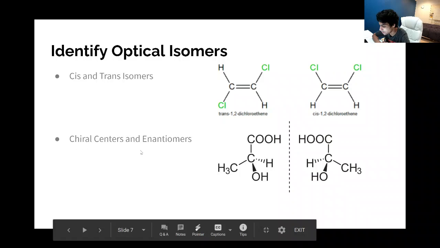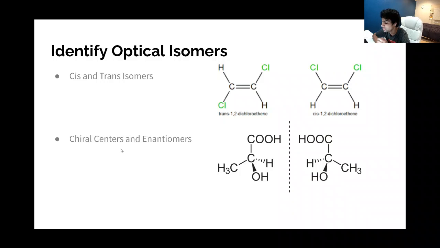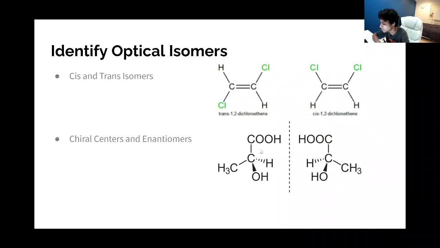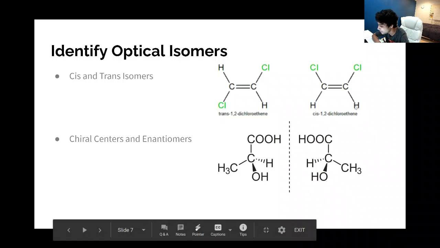And then there are chiral centers. You have to identify whether certain carbons are chiral centers or not. To identify that, you need to find a carbon that has 4 different groups attached to it. For example, this carbon has a hydrogen, a hydroxy group, a methyl, and a carboxylic acid group. And thus it can form a mirror image of itself and reverse its orientation, as in this one over here. So you have to take those things into account as well. These are enantiomers.